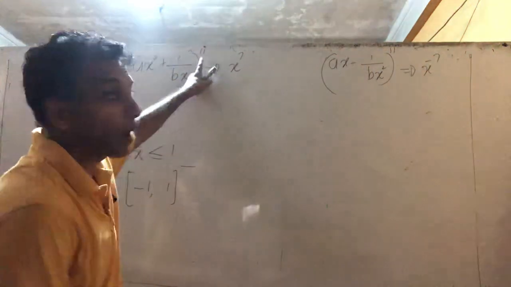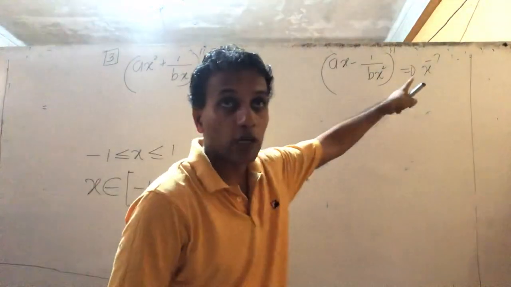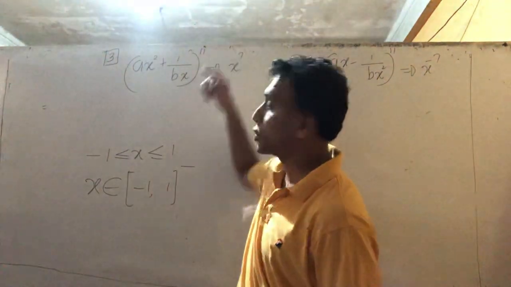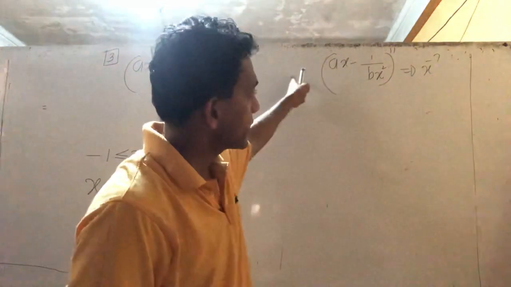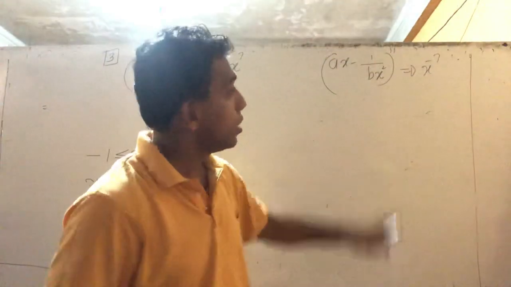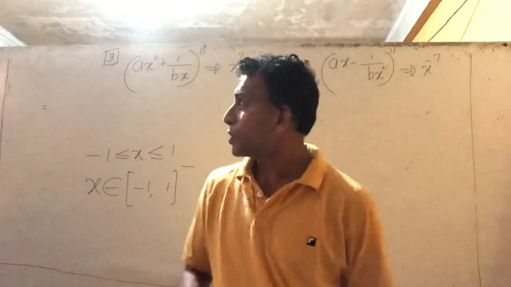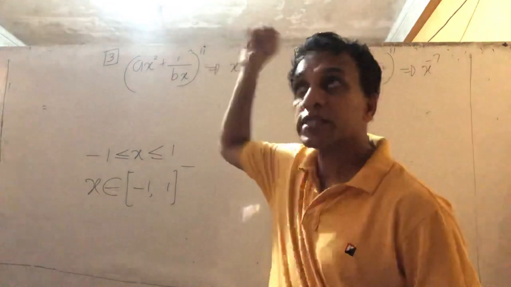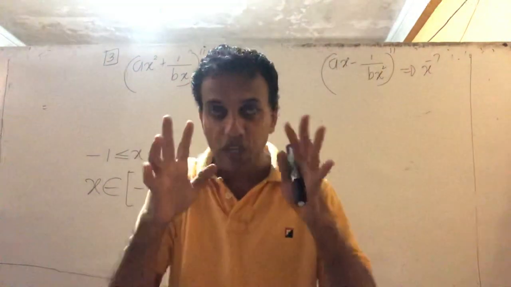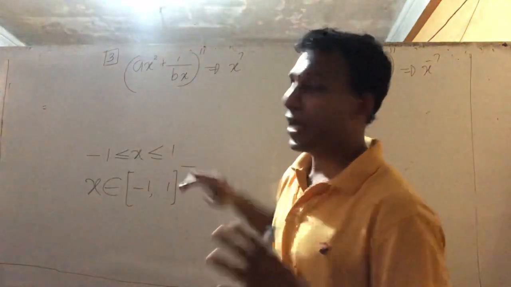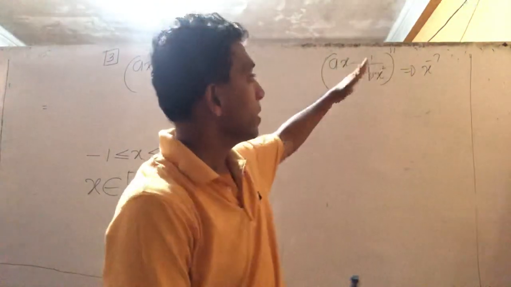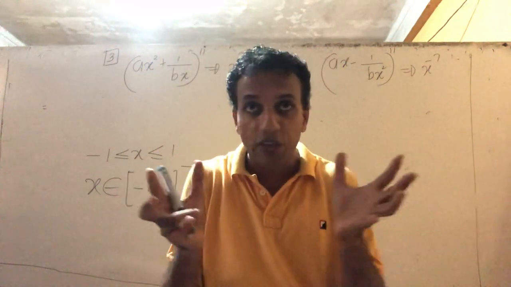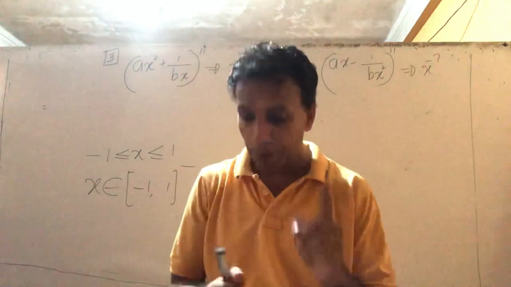If you expand, it has 12 terms. The other also has 12 terms. In that order, there is a term consisting of x to the power 7, and in the other expansion a term with x to the power minus 7. So we see which term belongs to x to the power 7, and which term belongs to x to the power minus 7. Both coefficients are equal, show that ab equals 1.